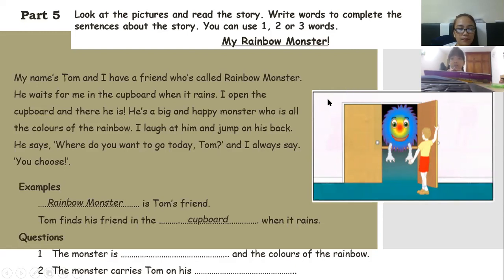Tom's friend. Tom finds his friend in the cupboard when it rains. Okay. Questions. Can you read it? The mother is big and happy, and the colors of the rainbow. Can you read it again, baby? The mother is big and happy, and the colors of the rainbow.